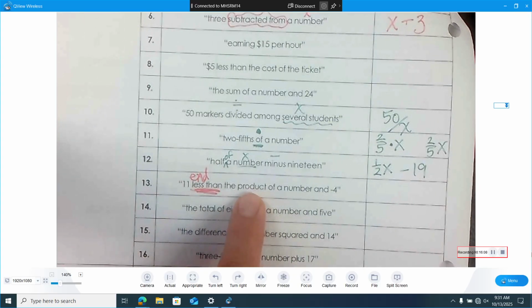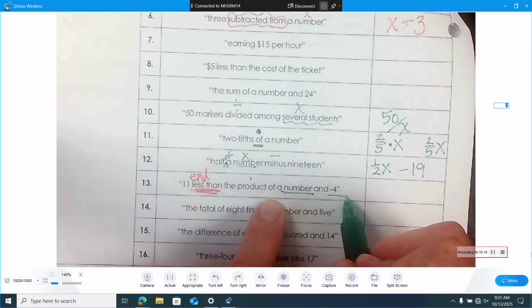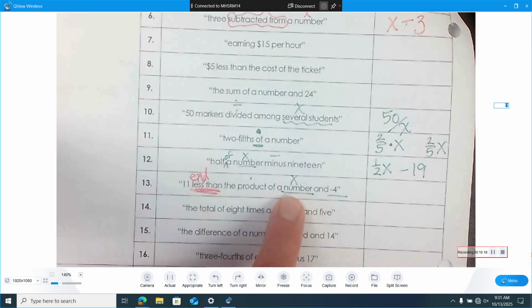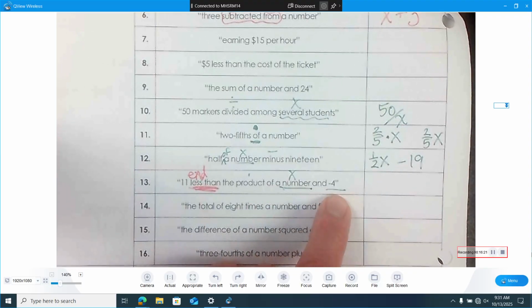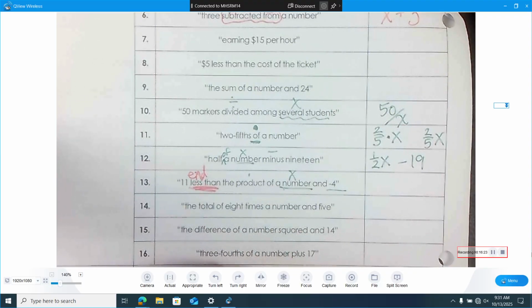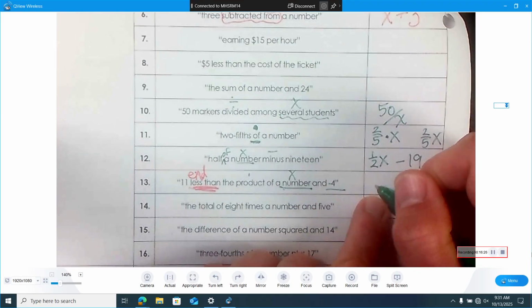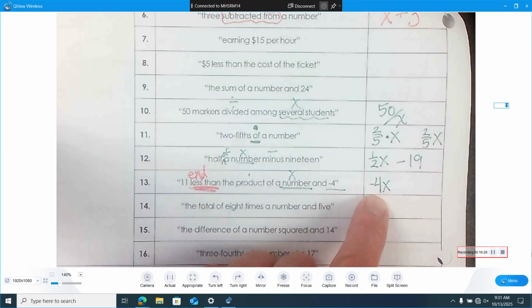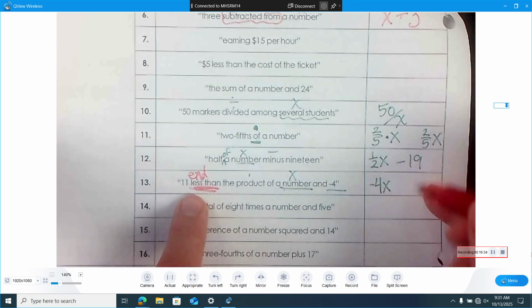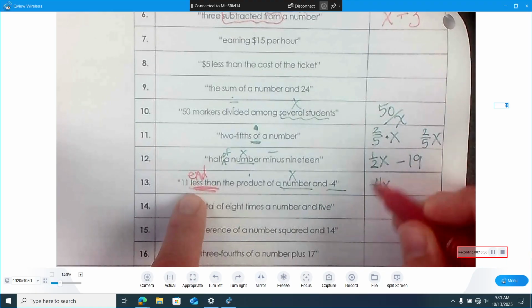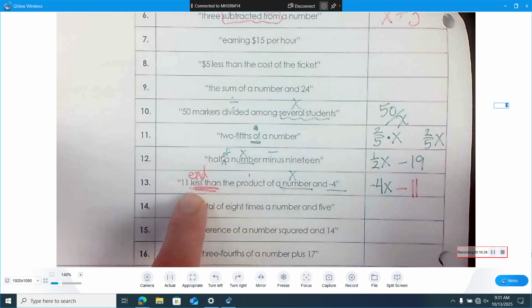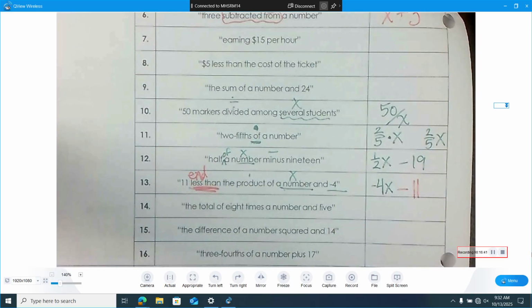What does product mean? Multiplication. So we have the product of a number and negative 4. We don't know what the number is, so we're going to call it x. What are we multiplying together here? Negative 4 and the number, yeah. Negative 4 times x, or just negative 4x. That means the same thing. And now we can do the 11 less than. Since we have something, now we can remove 11 from that thing. So negative 4x minus 11.